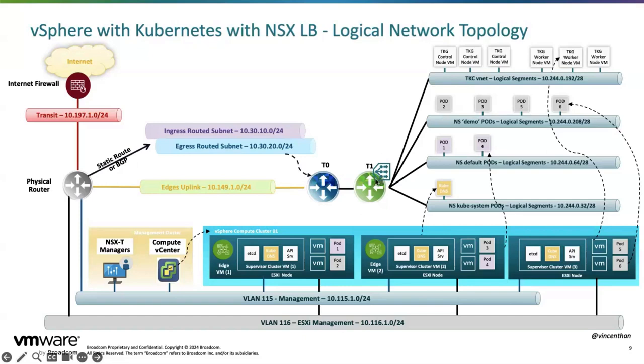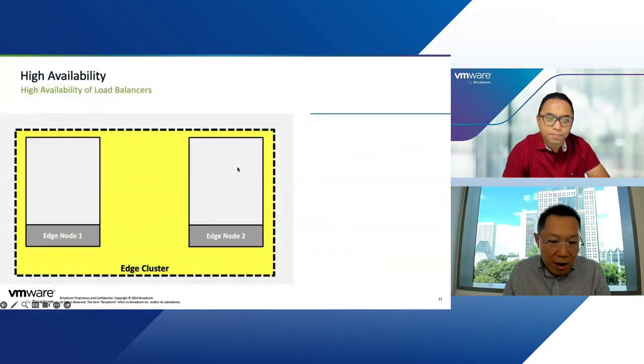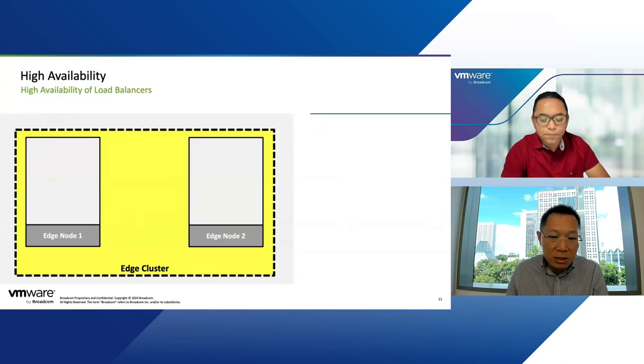You activate any of these services, whether it's for tier 0 or tier 1, and they will be running in the Edge nodes themselves. Edge node is a construct in NSX. You have to create all these Edge nodes before you can create all these virtual routers, tier 0, tier 1, and things like that. So let's deep dive a little bit into the Edge cluster, because this is where the NSX load balancer actually runs.